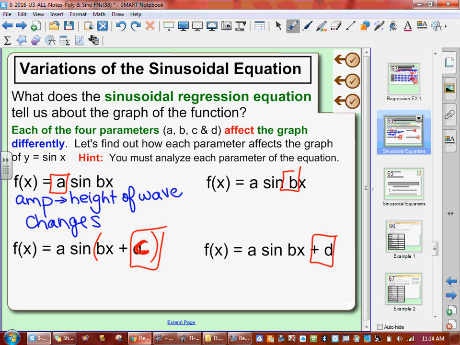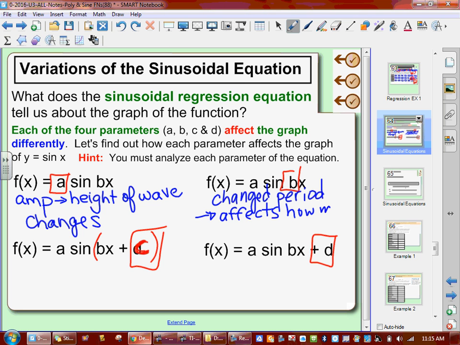how low it goes. When we change the B value, this changed the period. So, it affects how many waves you see. So if you see lots of waves, it means it's going fast. If you see less waves, it's going slower. Okay, because it's changing the period, how long it takes to make one full turn. Because that's what period is, one full turn.